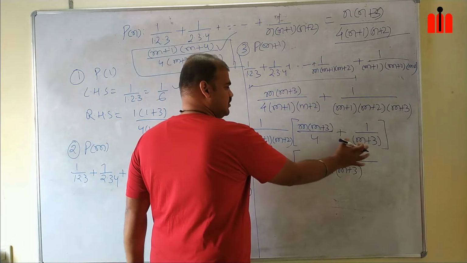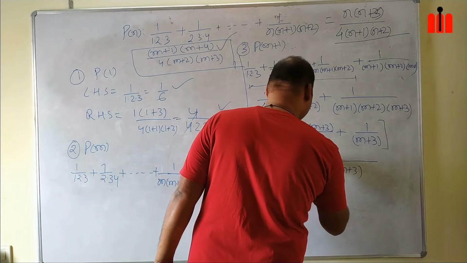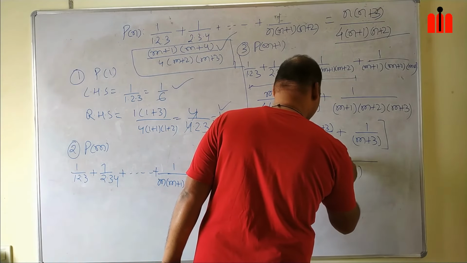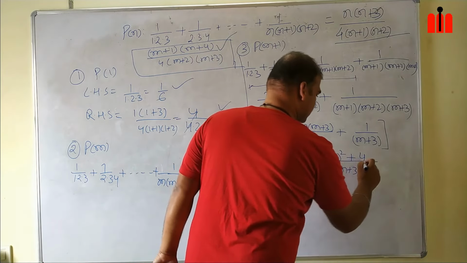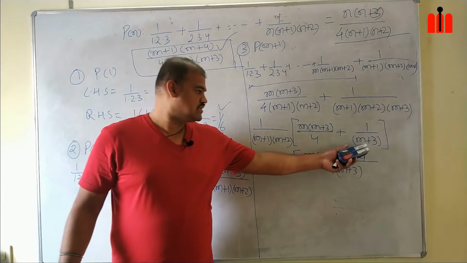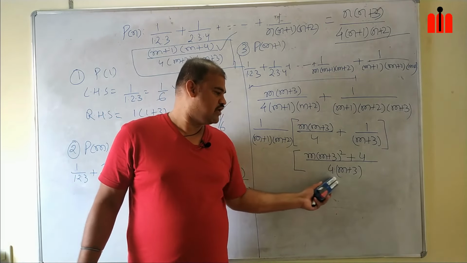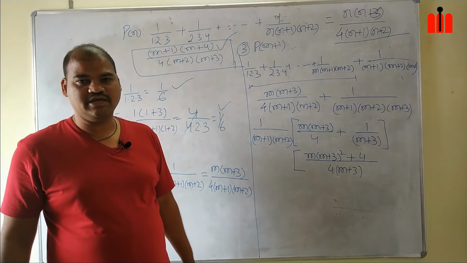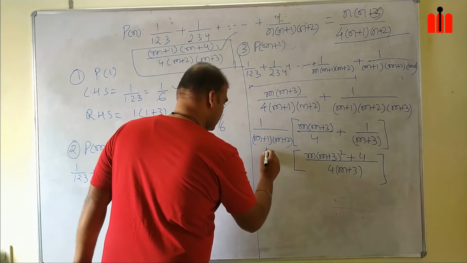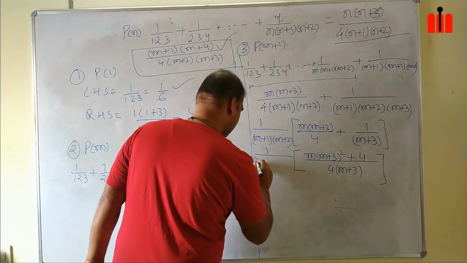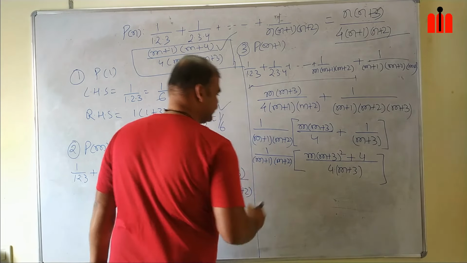Now in this term, this m plus 3 will be multiplied, so it will be m into m plus 3 whole square, plus this 4 will be multiplied here, so it will be 4. This m plus 3 is multiplied here and this 4 is multiplied here, since we have taken 4 into m plus 3 as the LCM. Outside the bracket there is m plus 1, m plus 2.